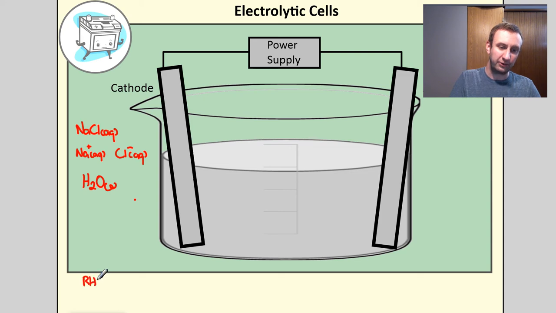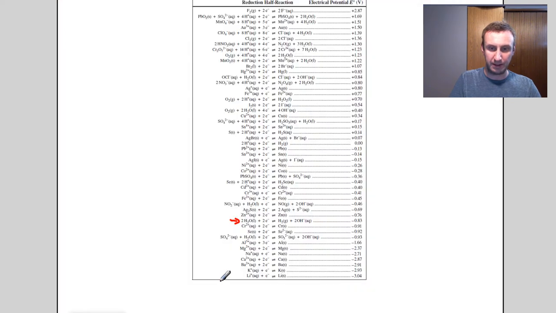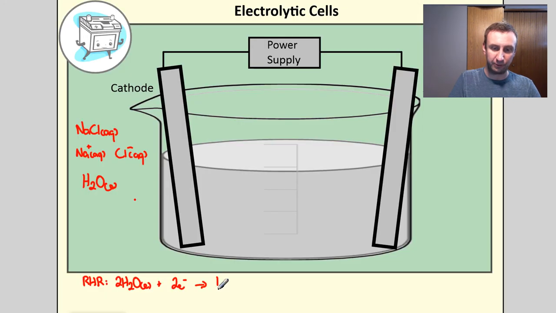So my RHR, my reduction half reaction, is going to be 2H2O liquid plus 2 electrons gives me the hydrogen gas, H2 gas, which is what we probably want to get from the electrolysis of water, H2 gas, and 2OH minus aqueous.